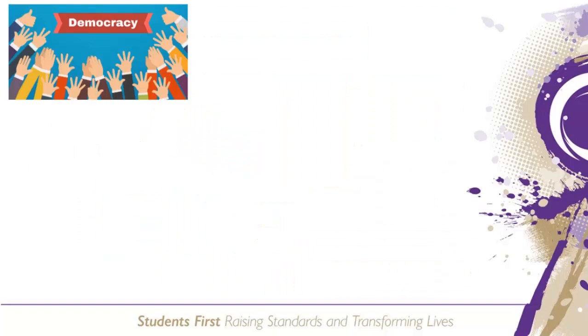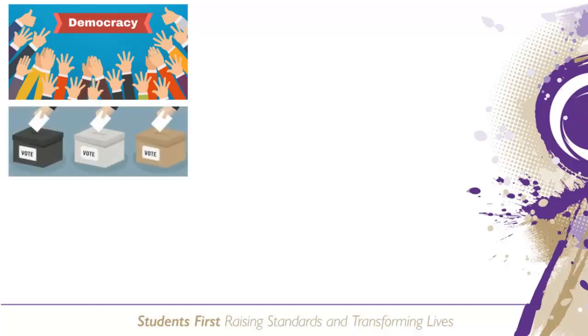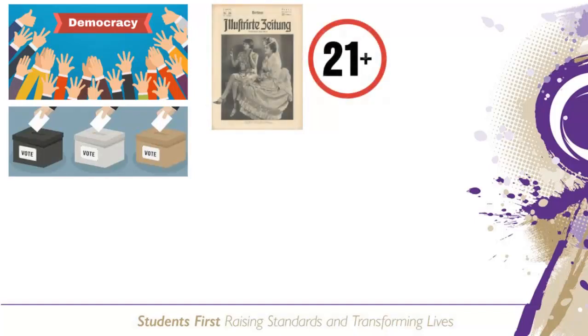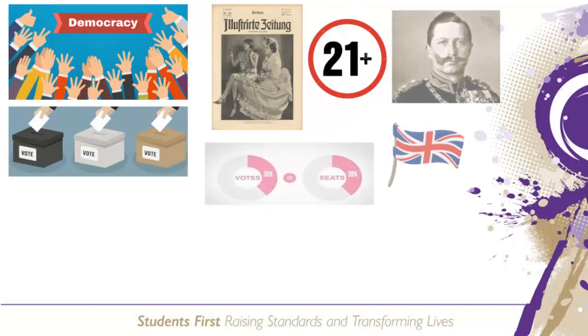Let's take a look at some of the strengths of the Weimar Constitution. Firstly, it was democratic. Germany for the first time was a democracy, meaning the German people could vote and elect people to represent them. For the first time, women had the right to vote as well as men, and the voting age was reduced from 25 to 21. This was more democratic than Germany had been under the Kaiser, and was even more democratic than Britain at that time.